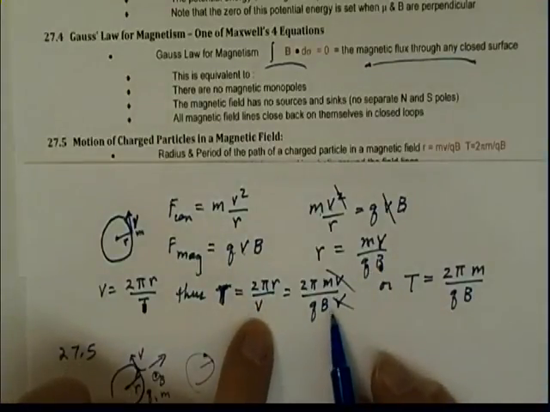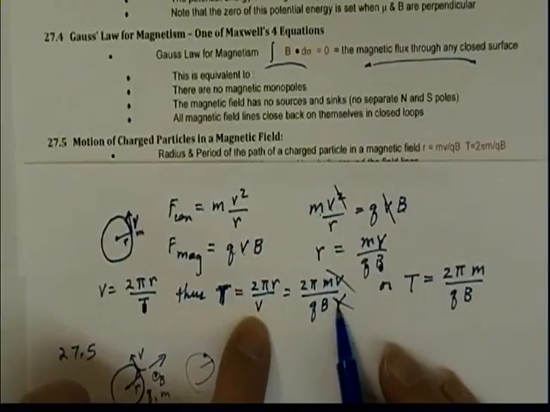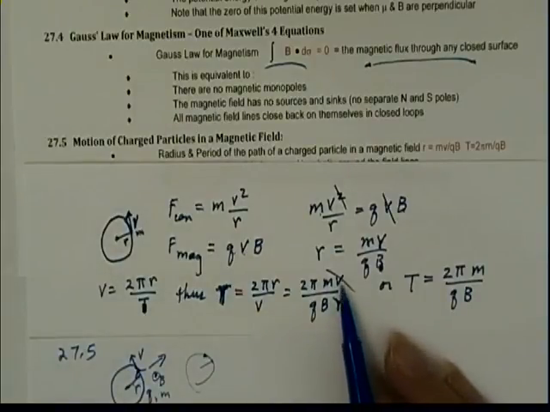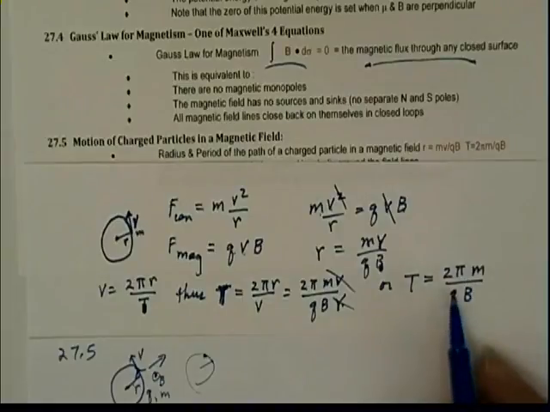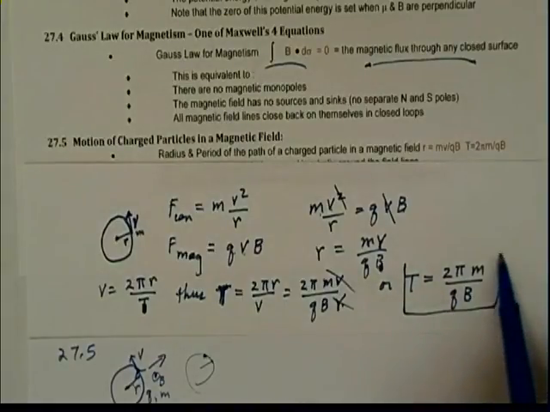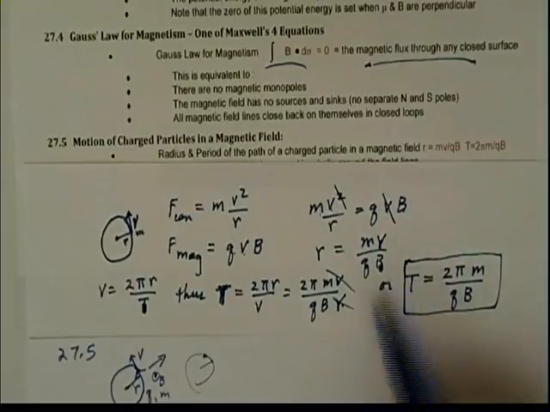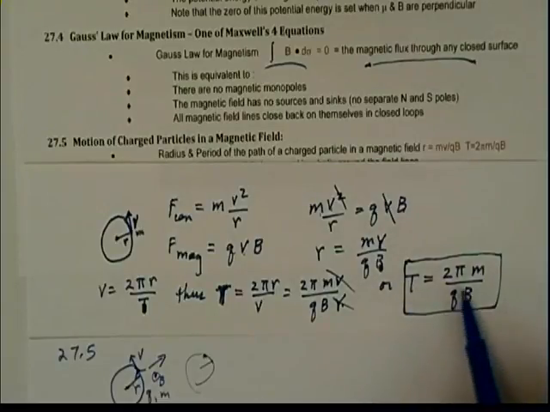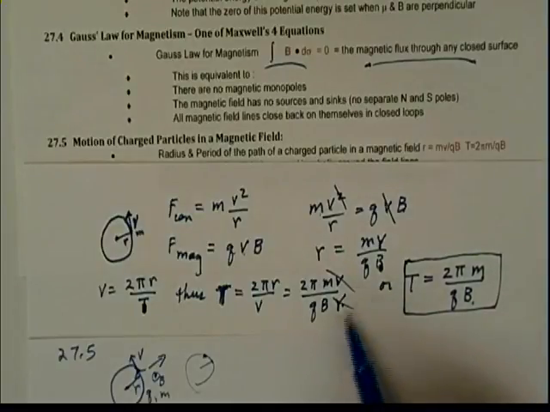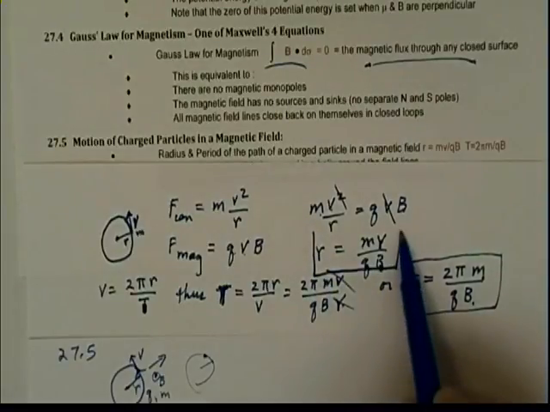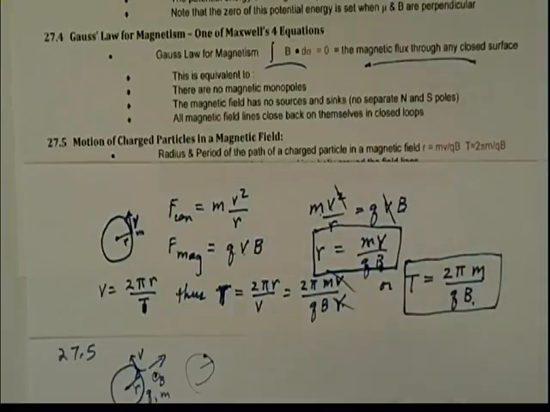mv over qB, times the v that's down here. Well, this v cancels this v and leaves us with the equation that the period of the particle going around in a circle in a magnetic field is given by 2 pi times the mass divided by the charge times the magnetic field. This gives us the radius of that motion. And that really tells us how these charged particles move in a magnetic field.